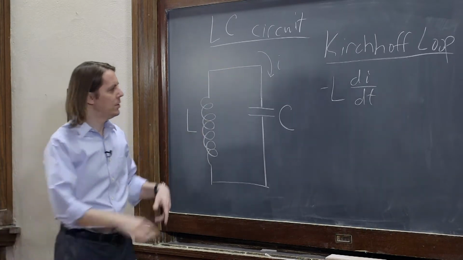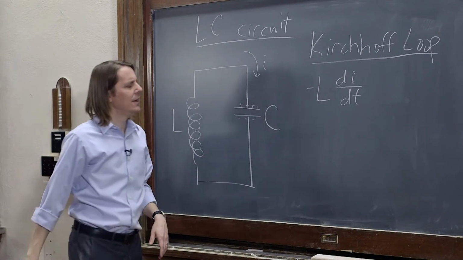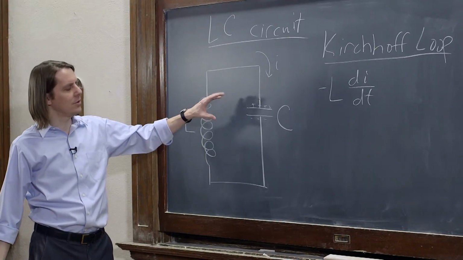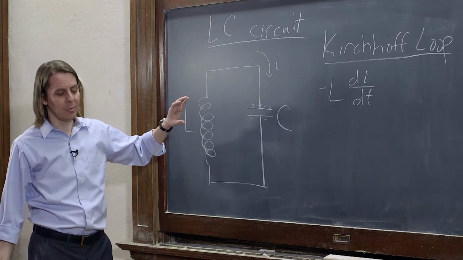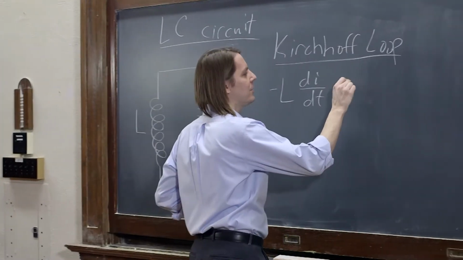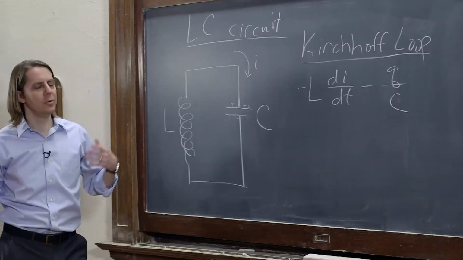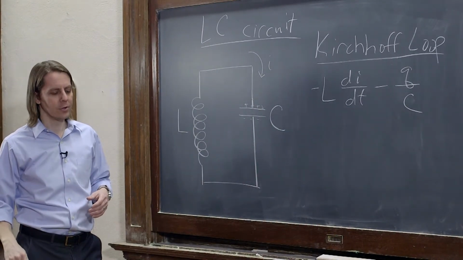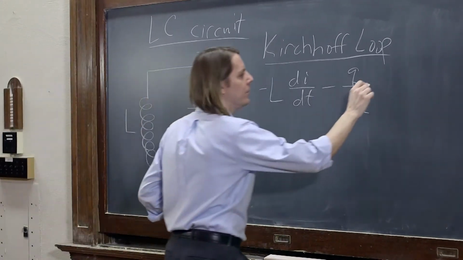And then here, current flows this way. Here's the positive plates. Here's the negative plates. And the drop across the capacitor doesn't depend on the current. It depends on the charge that is built up on the plates. So that's minus Q over C. So now I'm using little i for current, little q for charge. And we've gone all the way around the loop, so those are equal to 0.